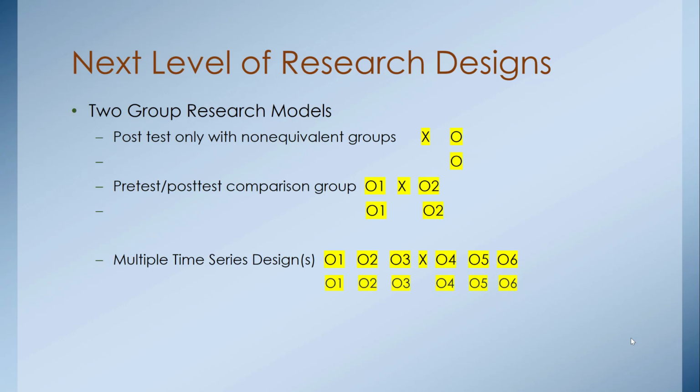It can't tell me what your knowledge was before, if there was a change in knowledge, if my instruction worked. It can't tell me anything like that. It can only tell me if there's a difference in knowledge between the two groups. If I do a pre-test, post-test with a comparison group, what this would look like is there would be a pre-test given to both groups. Only one group would receive the intervention, and there would be a post-test given to both groups.